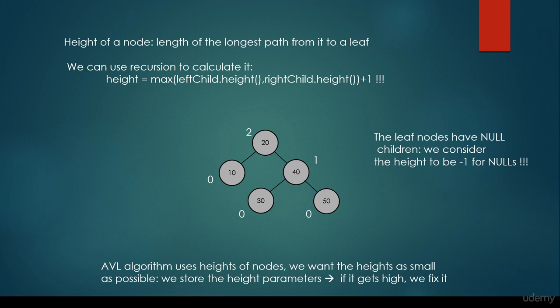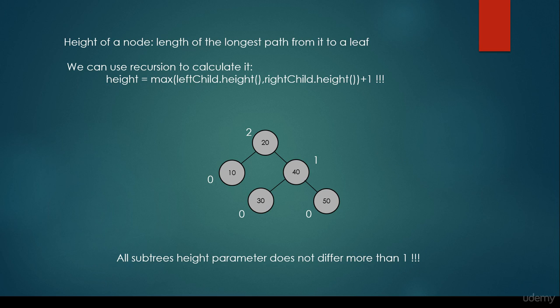So the AVL algorithm uses the height of the nodes, and we want the height to be as small as possible. Why is it good? Because if the height parameter is as small as possible for all the vertices, it means that the binary tree is going to be balanced. If the binary tree is balanced, the logarithmic running time is going to be preserved and it's going to be very fast. It's very important that we store the height parameters. If it gets high, we have to fix it with the help of rotations.